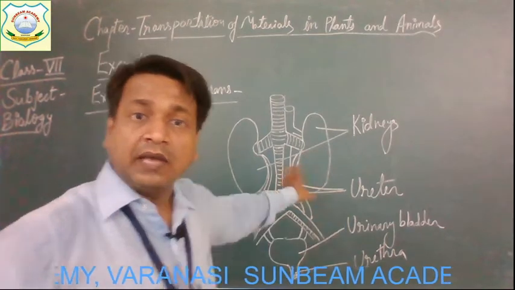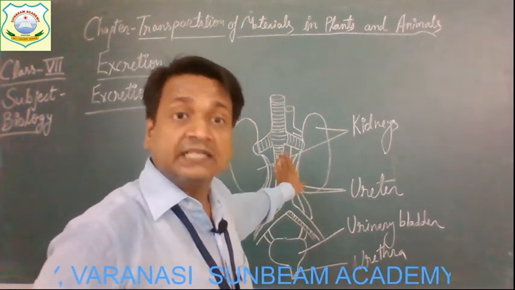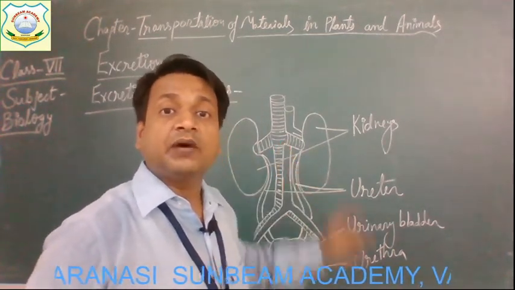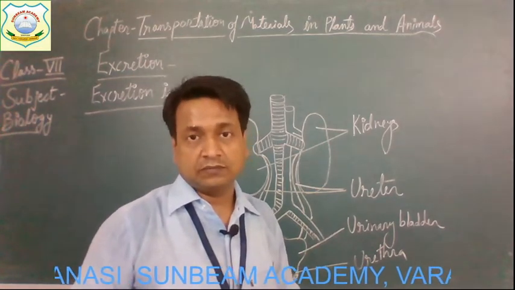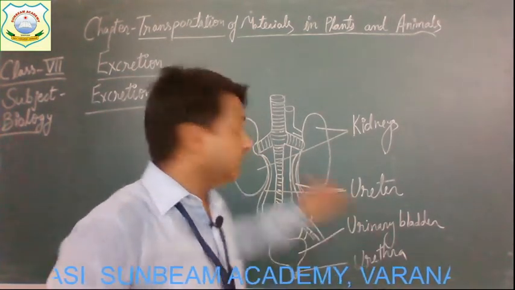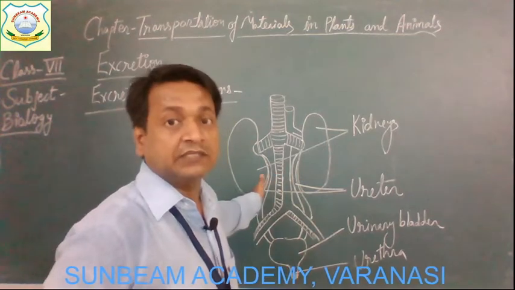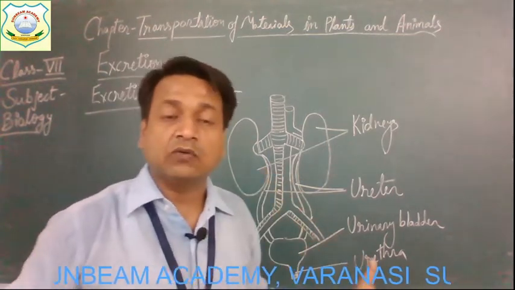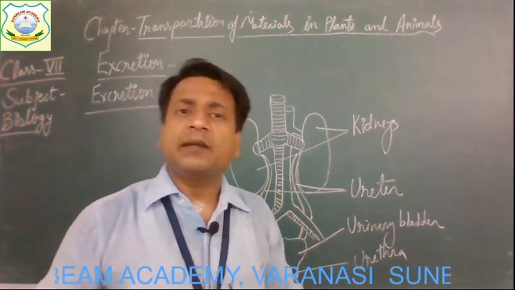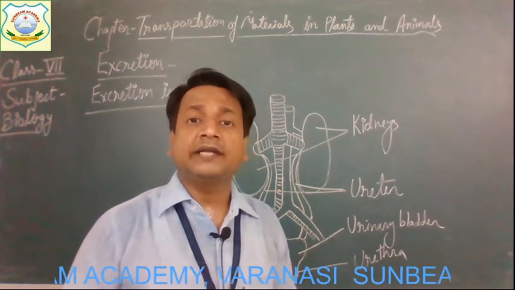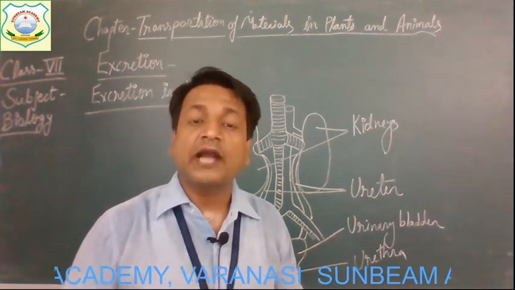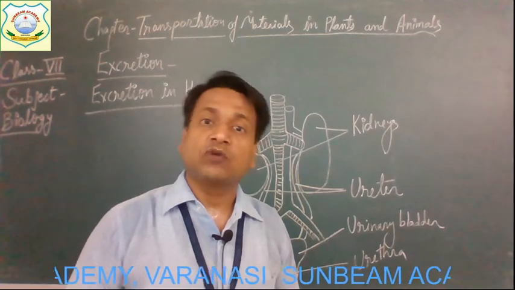Now, the kidneys consist of a large number of coiled tubes. If we see the internal structure of these kidneys, how are they going to filter? They have a large number of coiled tubes, and these coiled tubes are known as nephrons.